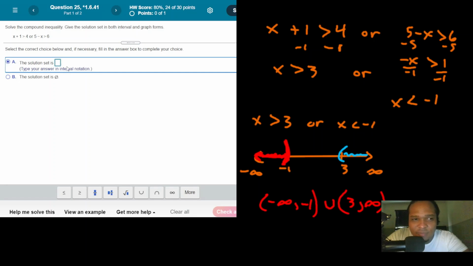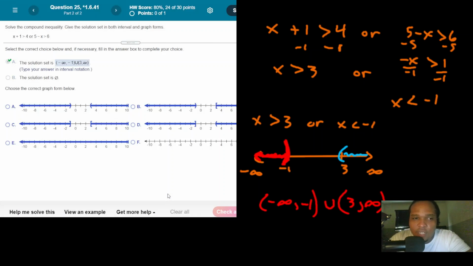And that's it. So negative infinity, comma -1. Union with, so here's the U symbol that you're going to use. Then we have 3 all the way to infinity. Well done. Okay, so which one closely resembles our graph? We have two parentheses, so it's that one.